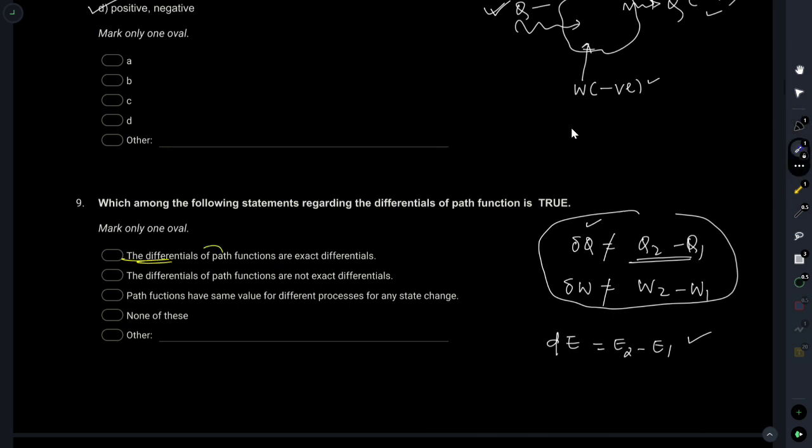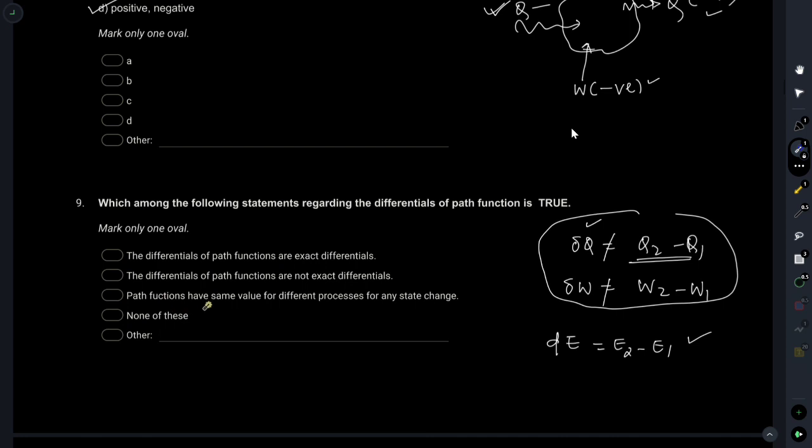The differentials of path functions are exact differentials, so this is not the correct one. Next, the differentials of path functions are not exact differentials, so this will be the correct answer. Let us read the third statement as well. Path functions have the same value for different processes for any state change. No, this is not the correct one. That means path functions are dependent on the path, so they will have different values.